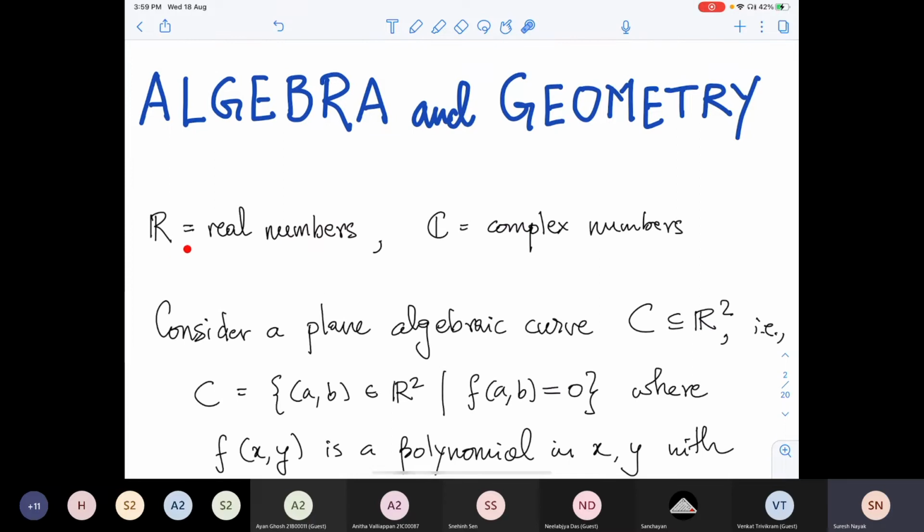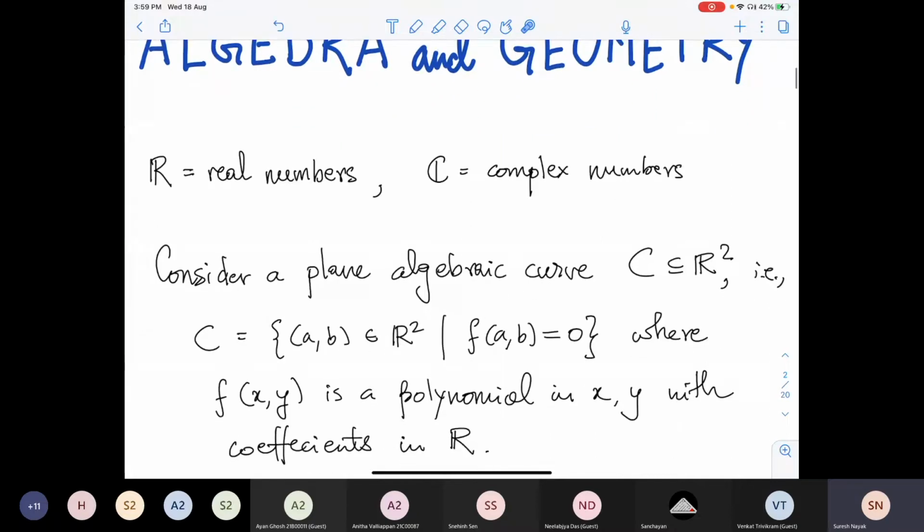My basic notation will be R for real numbers and C for complex numbers. I assume everyone is familiar with this notation, especially complex numbers. I believe people are from 11th and 12th standard onwards, so I hope everybody has seen complex numbers in some form or the other. We'll start by looking at what we'll call a plane algebraic curve.